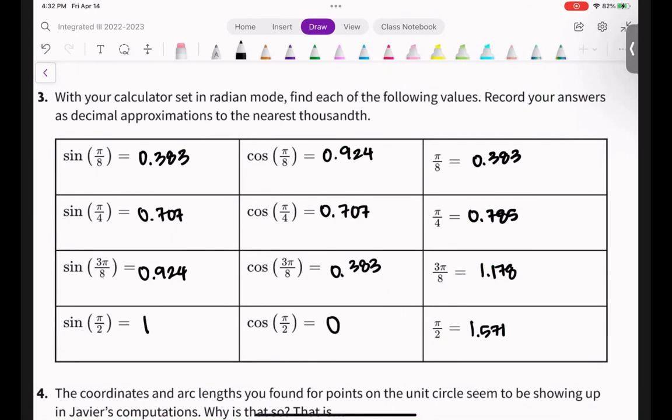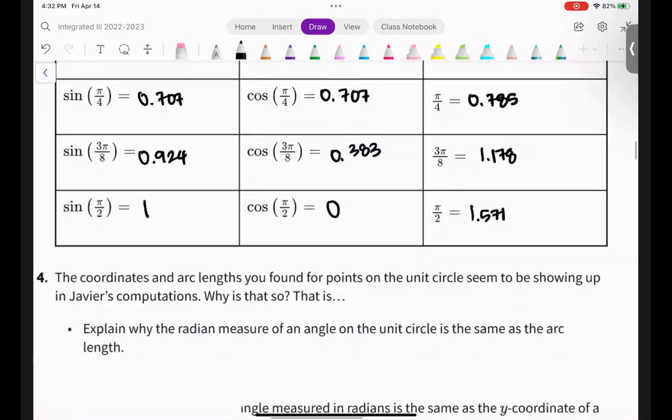Okay, so now that you're back, I filled out my chart just like you did, and there are my answers. Just verify that you did that. If you got one of them wrong, figure out what you did wrong.